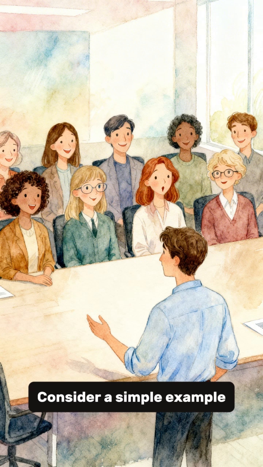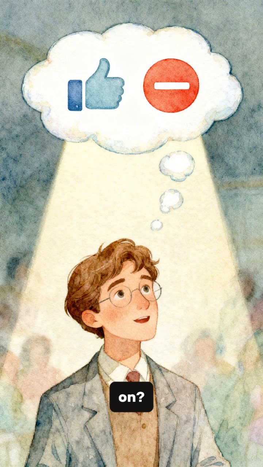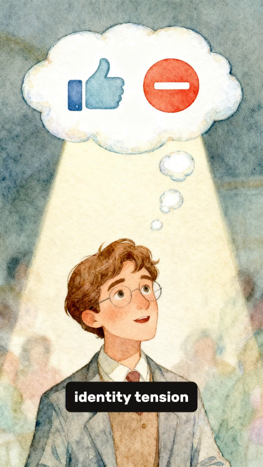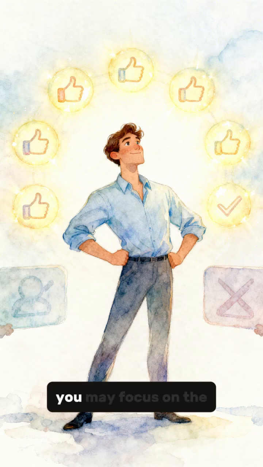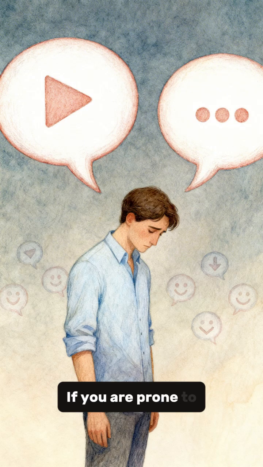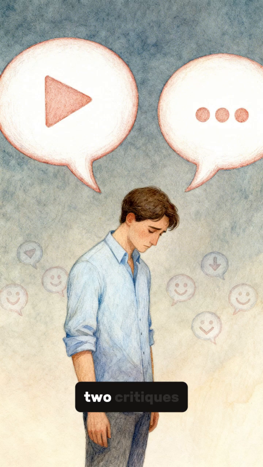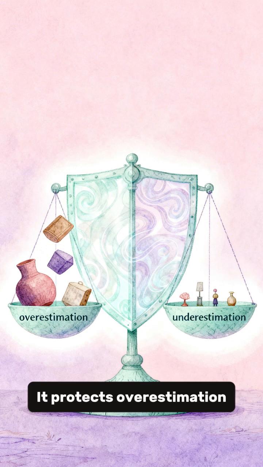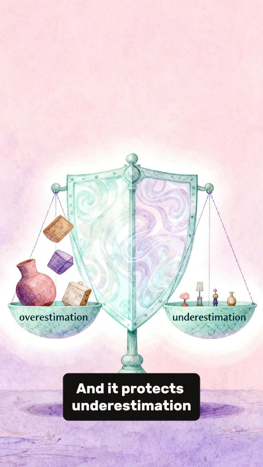Consider a simple example. You give a presentation to 10 people. 8 respond positively. 2 give critical feedback. What does your mind focus on? Often, whichever aligns with your identity tension. If you are prone to overconfidence, you may focus on the 8 positives and dismiss the 2 critiques. If you are prone to self-doubt, you may focus on the 2 critiques and discount the 8 positives. Confirmation bias works in both directions. It protects overestimation and it protects underestimation.